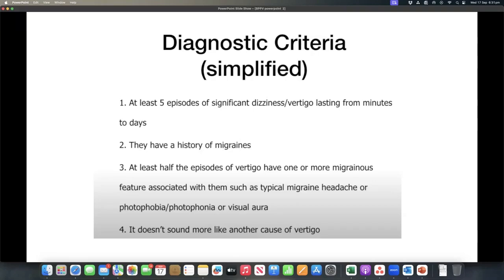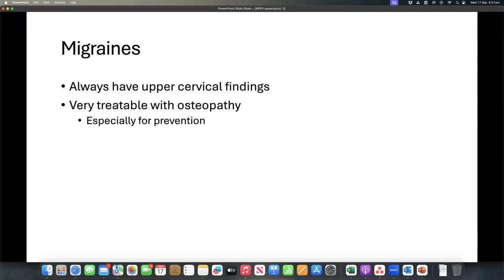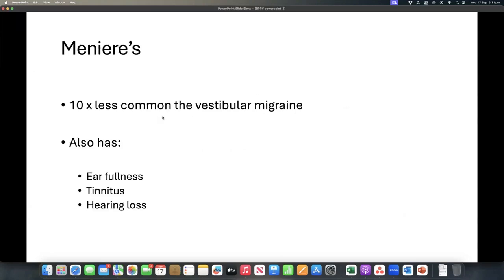Depending on whereabouts their problems are. So yeah, there's my thing. Migraines will always have that upper 3 cervical involvement, very treatable with osteo, especially for prevention of headaches and migraines. And I just chucked in a couple of others just for some differential, just as reminders.